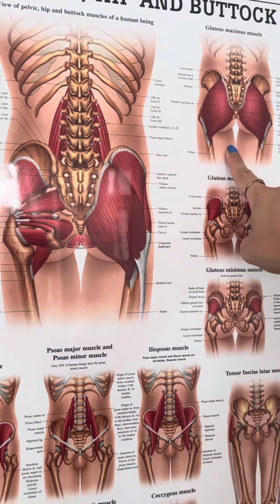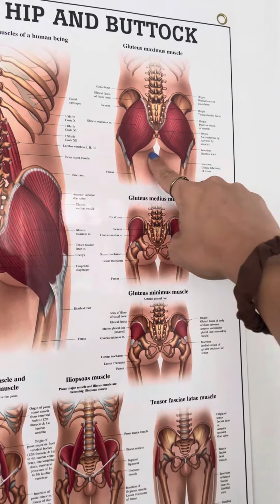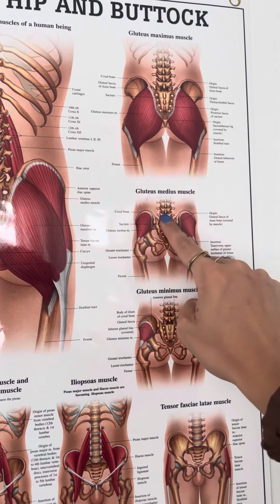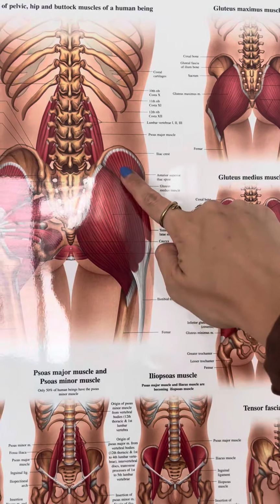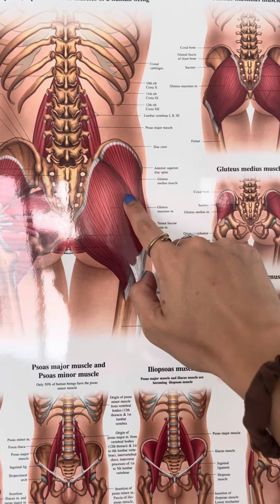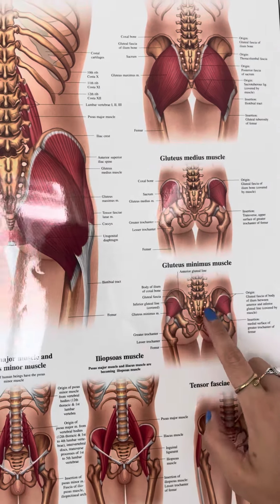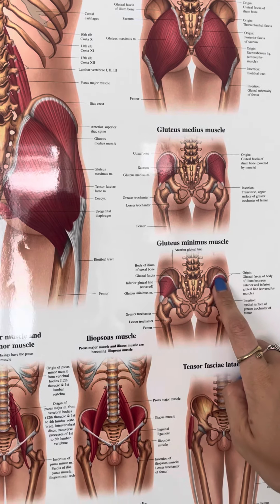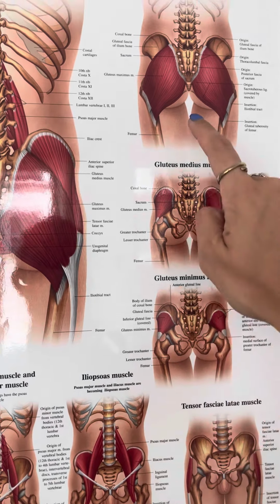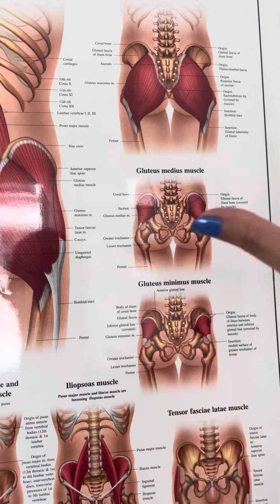Okay? And then actually underneath this big glute max muscle, there's two smaller muscles. You have your glute medius and your glute minimus. So you can kind of see your glute medius here, and then your glute minimus is underneath both of those muscles, really, really up close onto the back of the hip bone. So all of these muscles are your glutes.